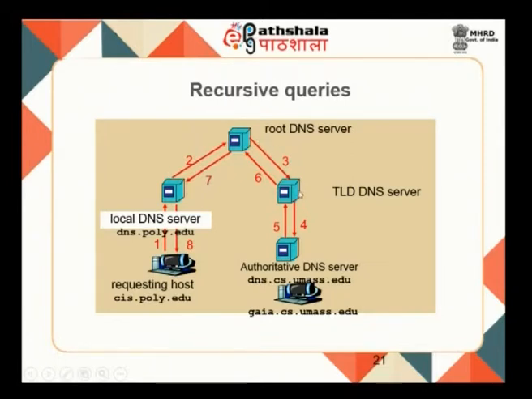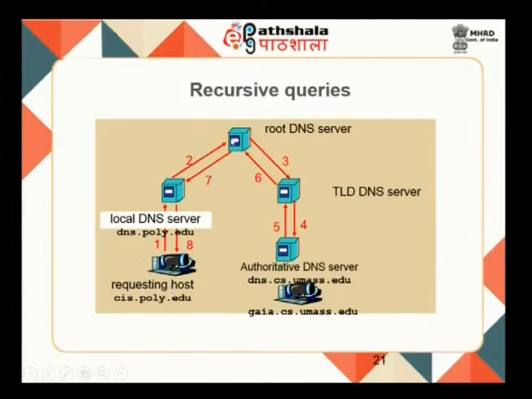and passes the request to this server. Now, this server in turn knows the IP address of the DNS server for umass.edu, so it passes on the request to the authoritative DNS server. Once the request has come to the authoritative DNS server, the address is available here. So, it gives the reply back to the server which requested it, and this again passes it on to the root, and the root in turn passes it back to our local DNS server, and the local DNS server can return it to the host.